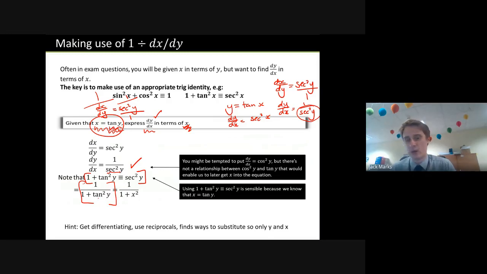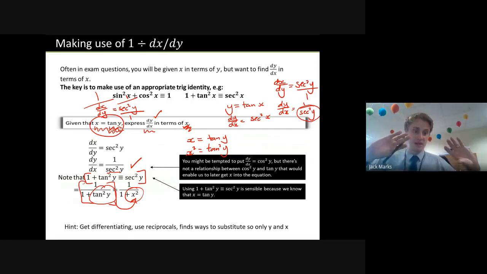Again, though, that's not helpful because it says in terms of x. However, you know that x is tan y, so x squared must be tan squared y. So that's your final way to change those parts there, okay? And make sure you answer the question, because it did say in terms of x. So two things going on really.